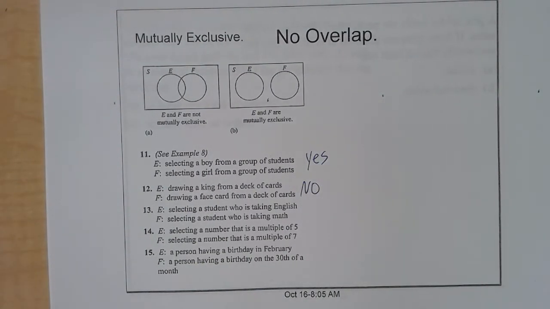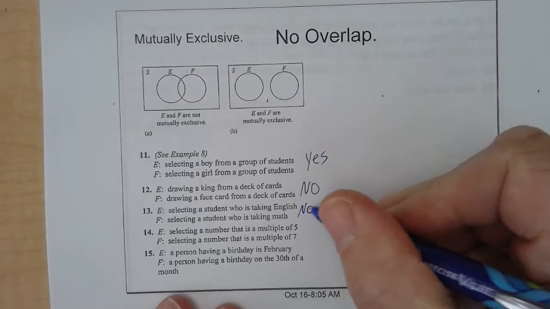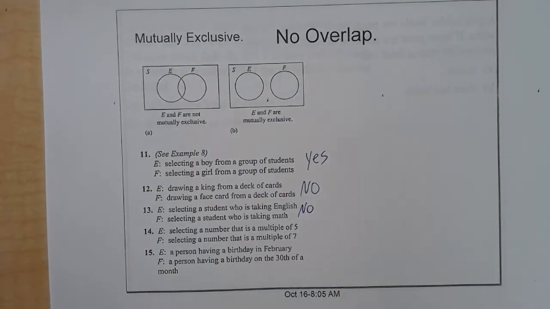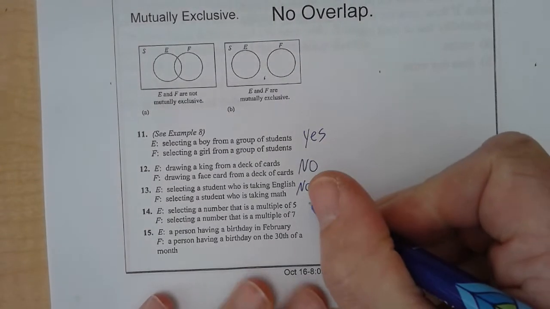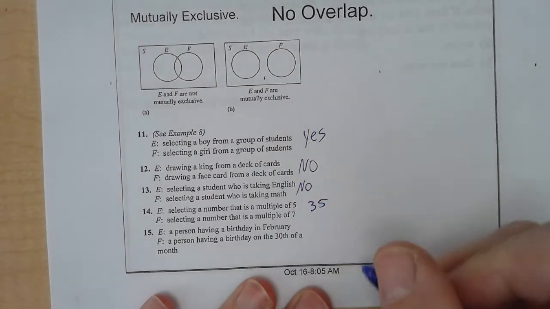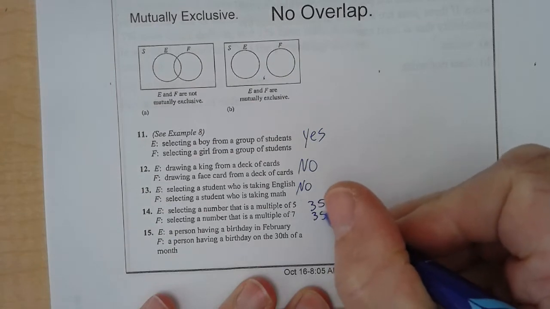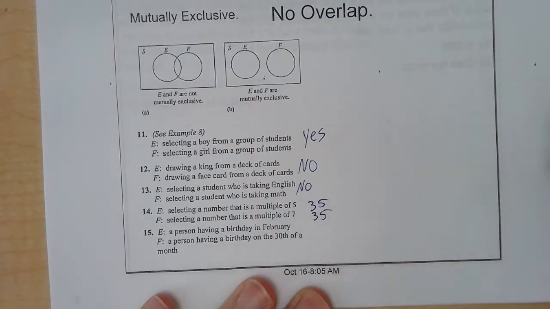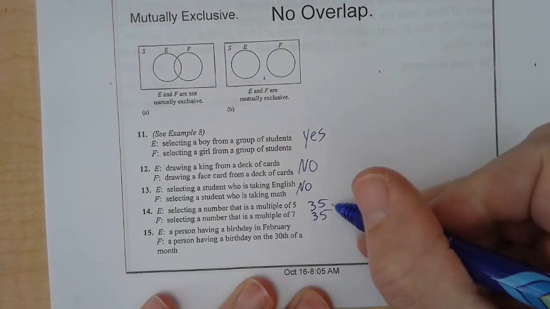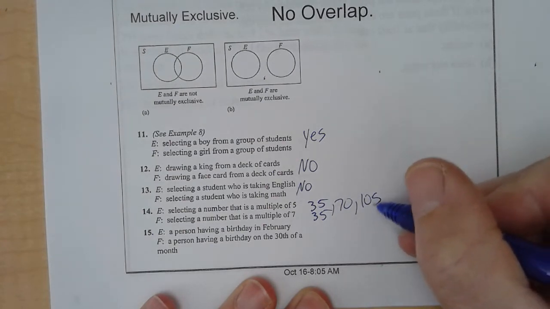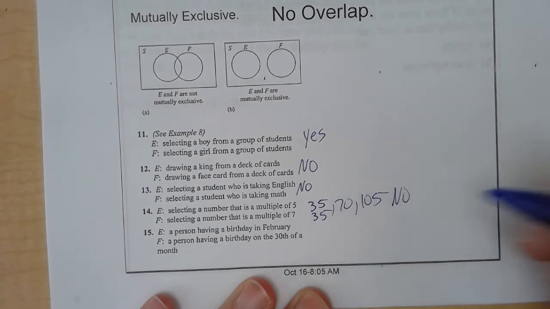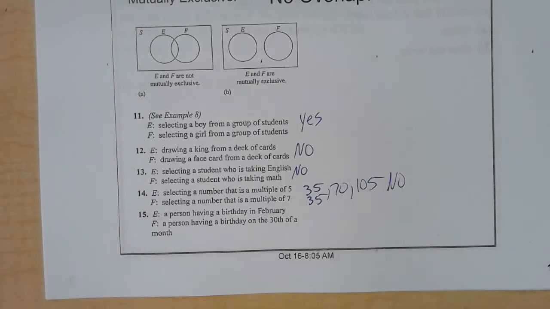Selecting a student who is taking English and selecting a student who's taking math. Well, you could take math and English at the same time. So those are not mutually exclusive. Selecting a number from a multiple of 5 and a multiple of 7. Well, if you count by 5s, you hit 35. If you count by 7s, you also hit 35. So 35 would be the first time that would happen. The next time it would happen would be at 70. And the next time it happened after that is 105. So these are not mutually exclusive because they overlap each other.